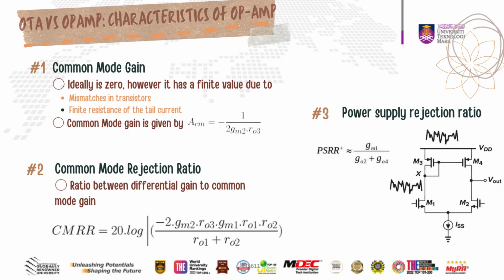So these characteristics are fundamental to understanding the performance and limitations of op-amp circuits, which are widely used in analog signal processing, amplification, and various other applications. Analyzing these parameters helps in the design and optimization of op-amp-based circuits to ensure their stability, accuracy, and robustness.